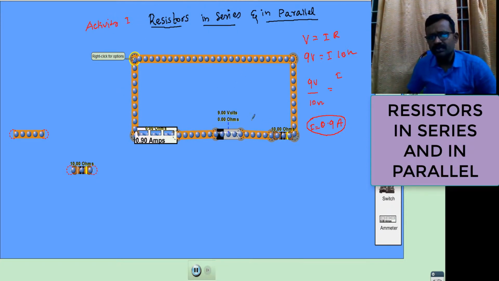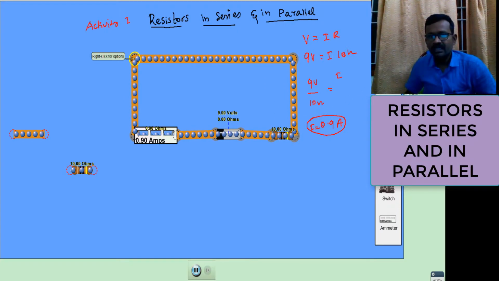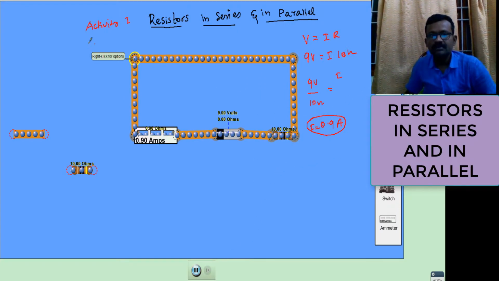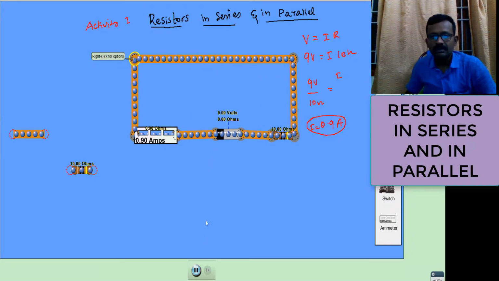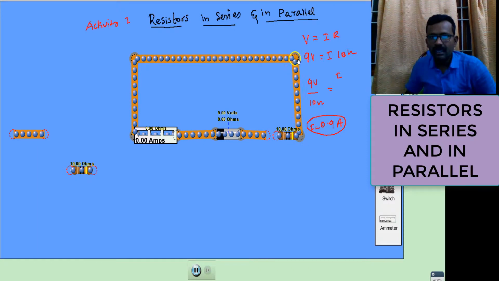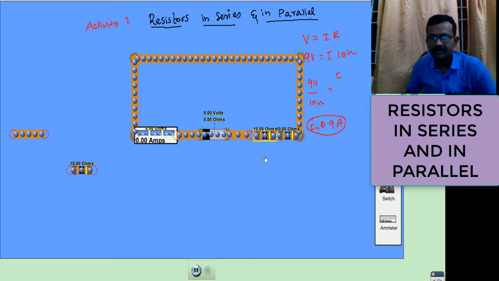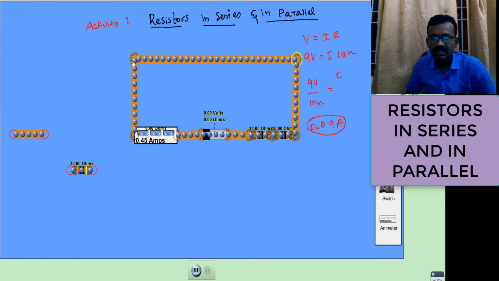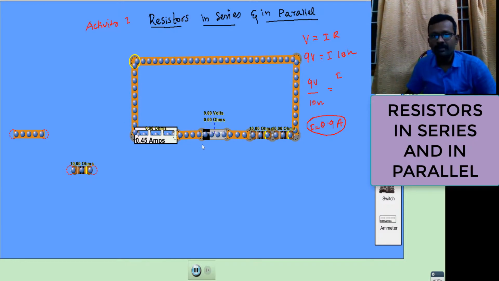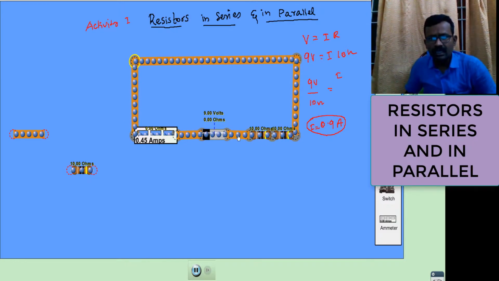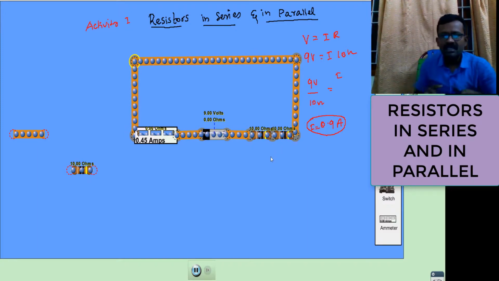Now I do the second activity. For that, I am going to disconnect this connection. I disconnected this connection, and I put another 10 ohm resistor here. See, again the circuit is closed. What happens now? Now I connected two resistances in series.